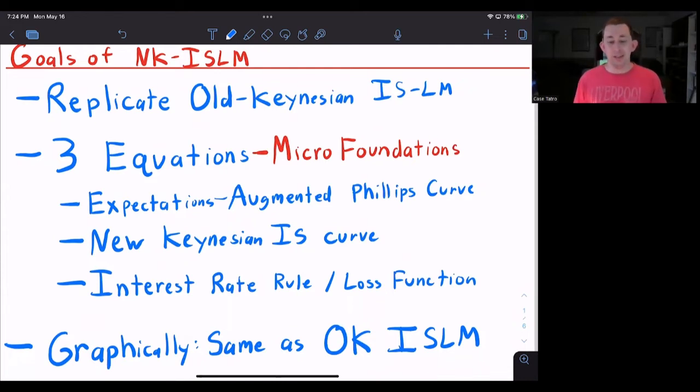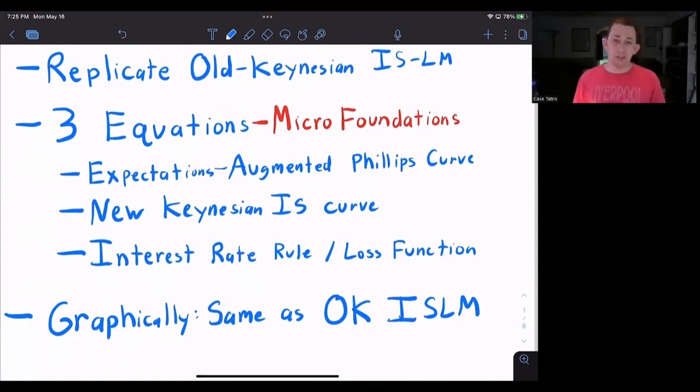But the issue in old Keynesian ISLM is that it's not really based upon micro foundations. The new Keynesian ISLM is based on micro foundations. We tend to describe the new Keynesian ISLM model with three equations: an expectations augmented Phillips curve, a new Keynesian IS curve, and some sort of interest rate rule or central bank loss function. We'll talk about what each of those mean in their own separate videos. We're going to keep it really high level here.